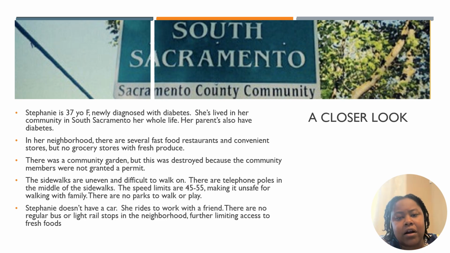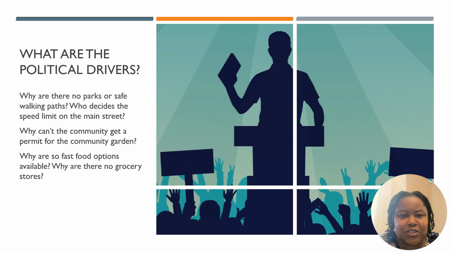Stephanie also doesn't have a car, so she rides to work with a friend. Unfortunately, if she wanted to go to a store outside of her community that had fresh produce, it would require her taking a bus after hours, and the bus route pretty much stops early evening. So if she doesn't get home before a certain time, she would not be able to take the bus. That impacts all of those things that would help her make an easier, better decision to eat better, right? So living in South Sacramento definitely is a social determinant of health, not having that access.